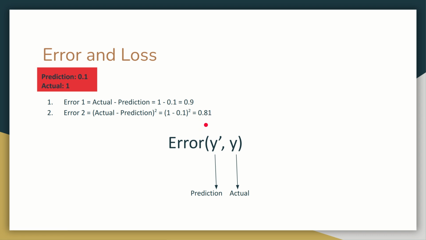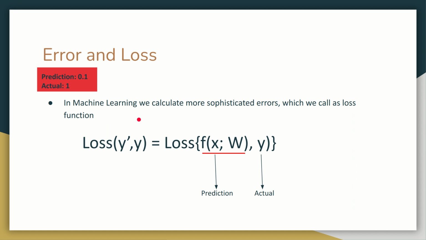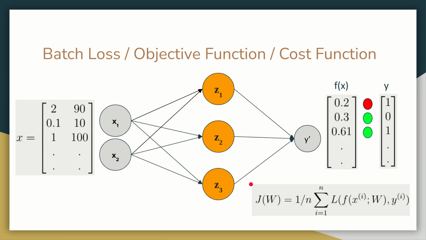In general, what you need to remember is that error is a function of y prime and y. That is, error is a function of the predicted value and the actual value. In general, in machine learning, we calculate many sophisticated errors. We call those errors a loss function. So you can see over here that the loss function will again be a function of y prime and y, as was the case for the errors. y prime is nothing else but a function of x and w, where x is an input and w is the weights of our neural network. So the loss function is nothing else but a function of the prediction and the actual value.